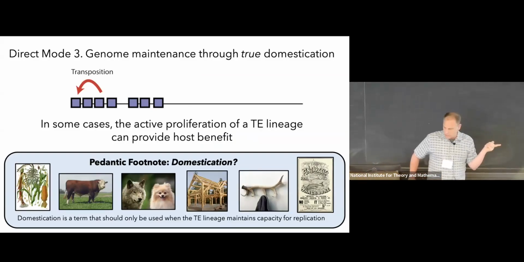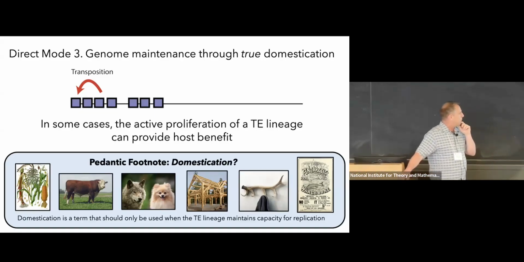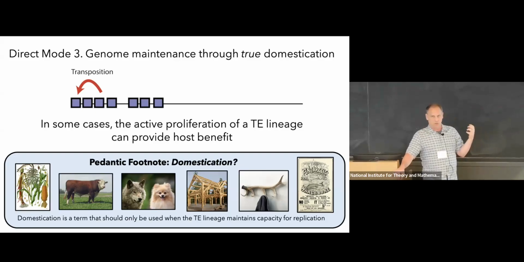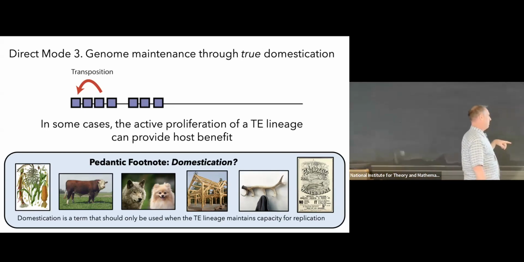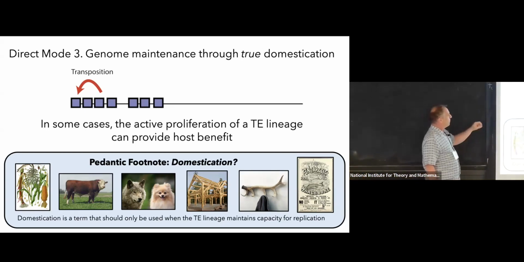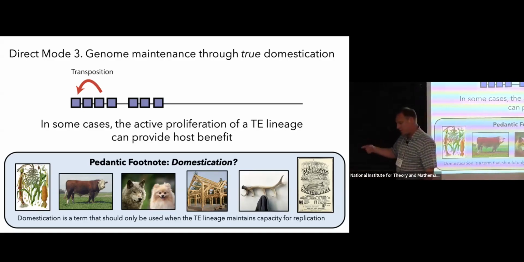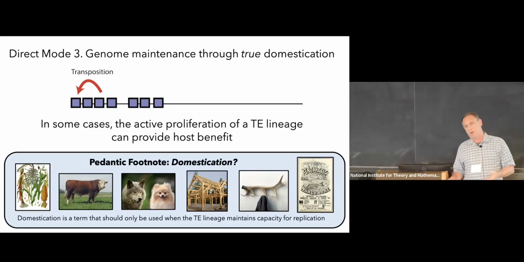So this is a third direct mode of adaptation that you can see. This is what I call genome maintenance through true domestication. Oftentimes people will refer to modes 1 and 2 as a form of domestication. And I have a little bit of a pedantic point I want to make. The point about this is that the continued transposition of the transposable element lineage has been captured by the host to maintain some sort of genome function.